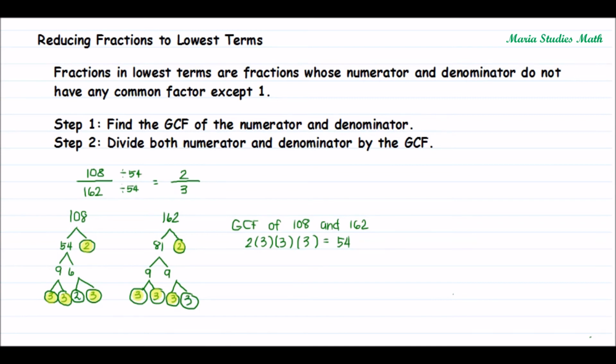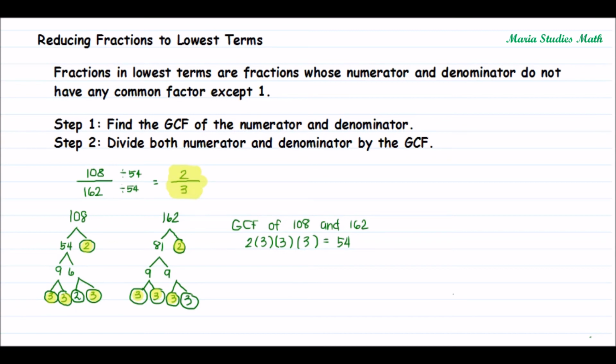Or, just look at it this way. The remaining number that is not highlighted in 108 is 2. The remaining number that is not highlighted in 162 is 3. That means if I divide both of them by 54, the remaining numbers are the quotient, which is why I got 2/3. So the lowest term of 108 over 162 is 2/3.